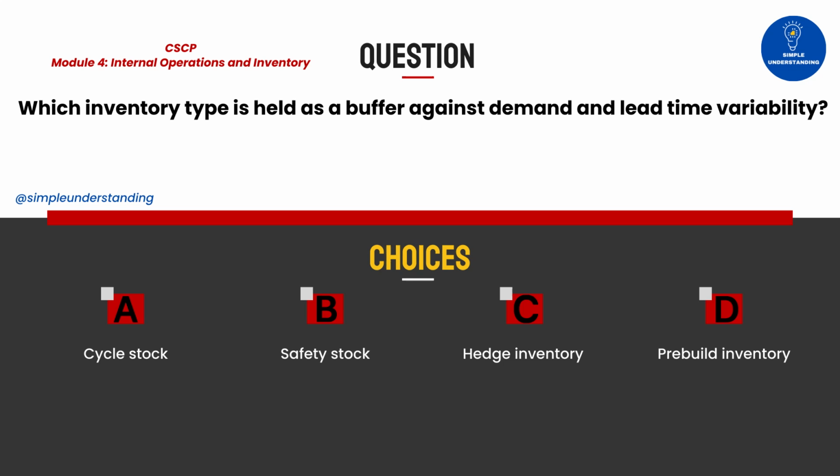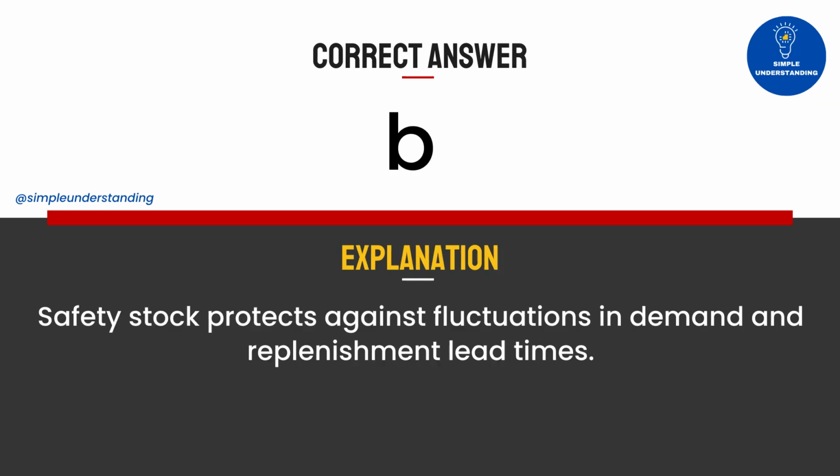7. Which inventory type is held as a buffer against demand and lead time variability? A. Cycle stock. B. Safety stock. C. Hedge inventory. D. Pre-build inventory. Correct answer, B. Explanation: safety stock exists to absorb unexpected shifts in demand or delays in replenishment.